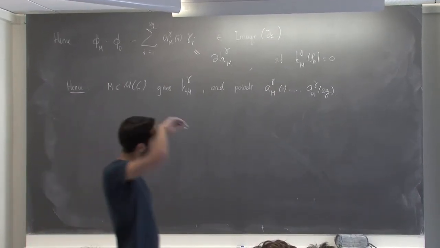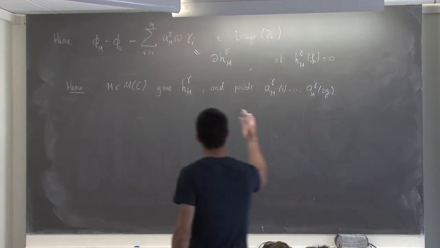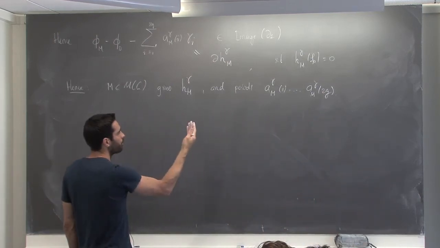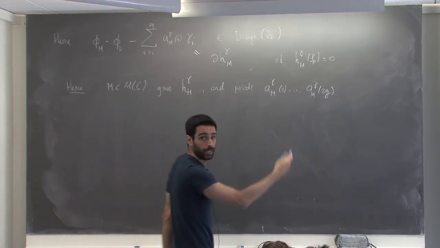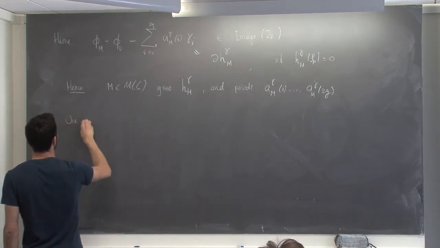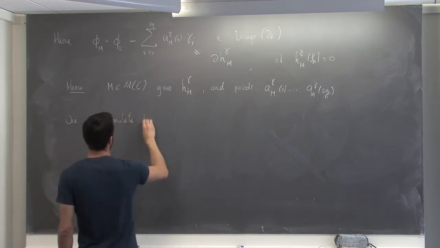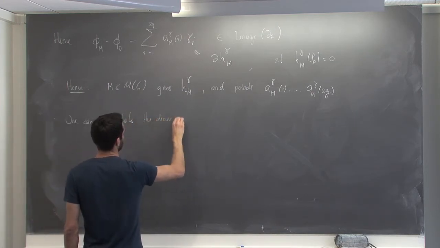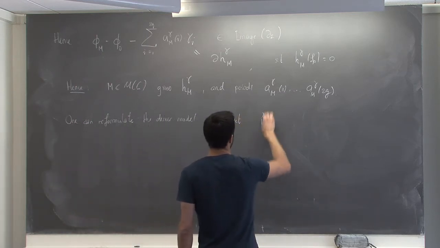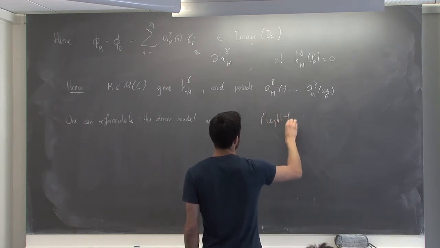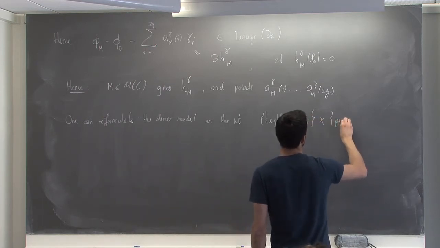Okay, and so we can play the same game as before and try to reformulate the dimer model onto these models that now will consist, the states of the model are not only height functions, but it's height functions plus periods. Okay, so one can reformulate the dimer model on the set of height functions plus periods.